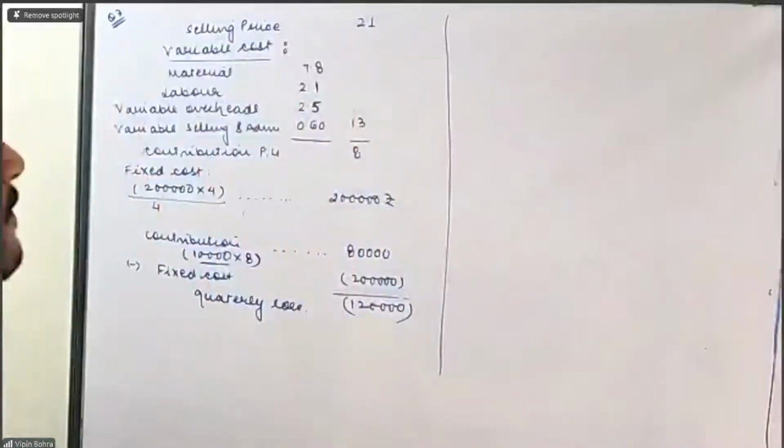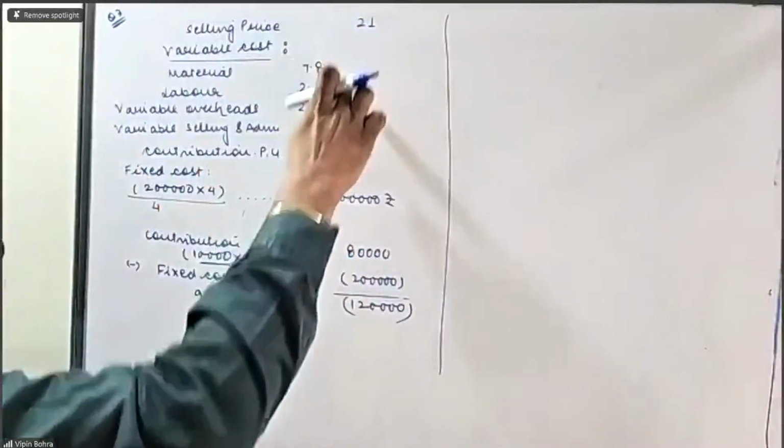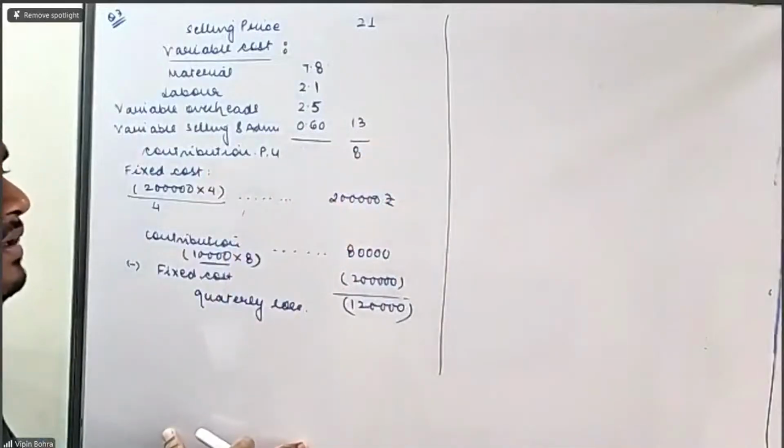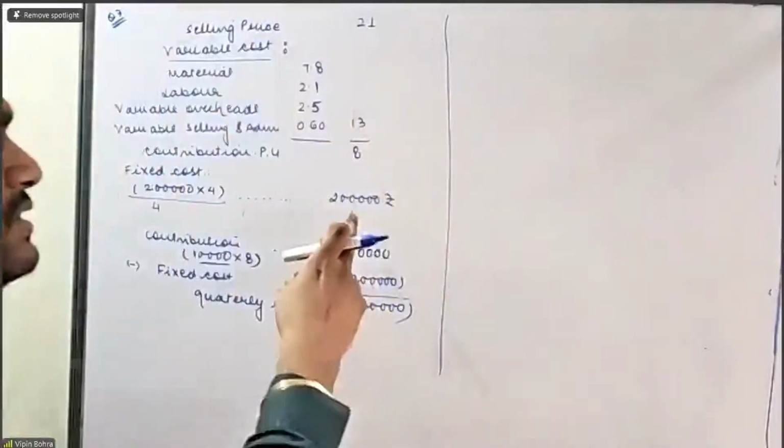See here, very simple. Selling price is given, variable cost is given, contribution per unit is given, that is 8. The fixed cost is given for the year, 8 lakh. So for a quarter, it will be how much? 2 lakh. So fixed cost is 2 lakh.